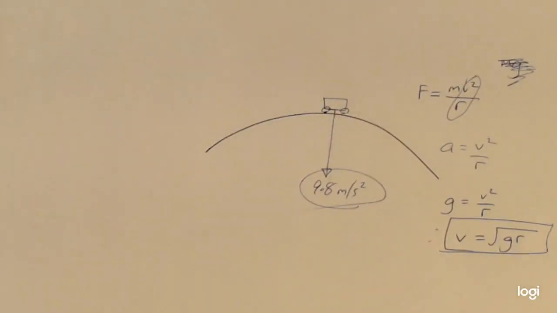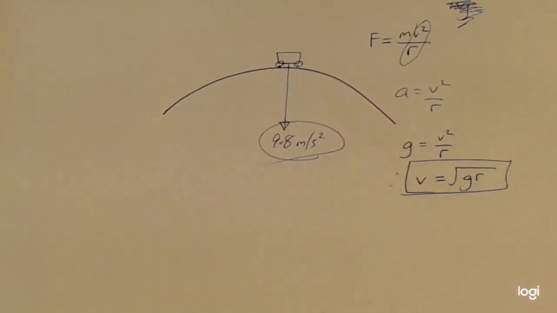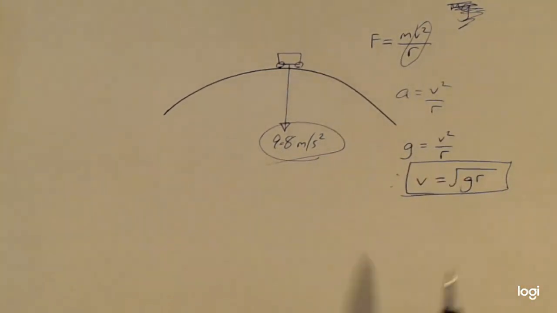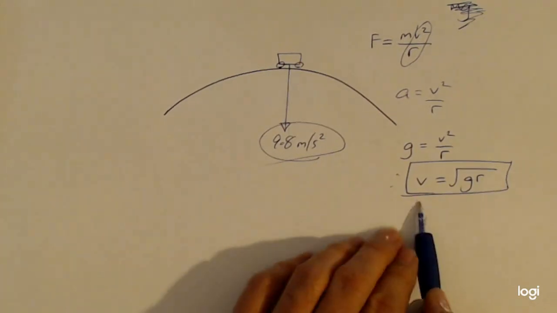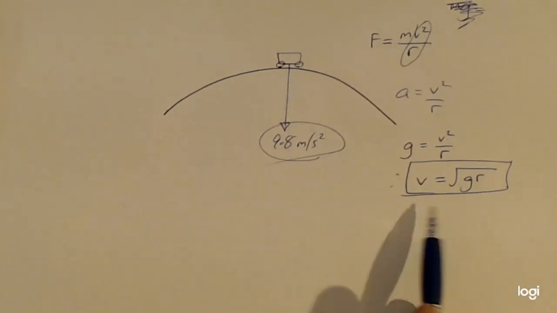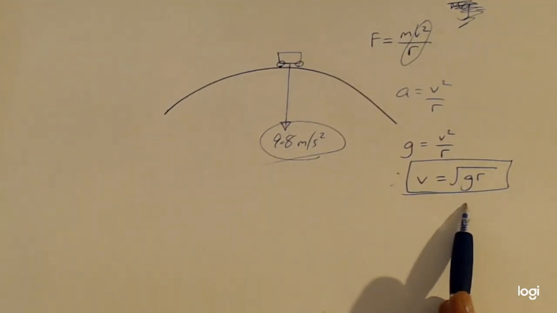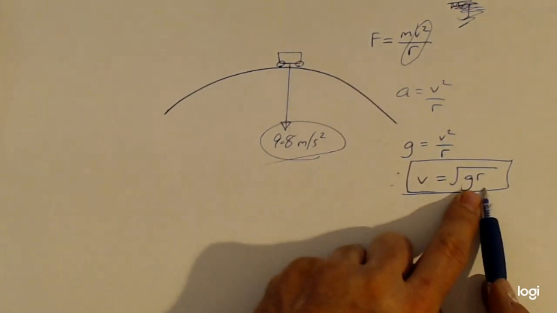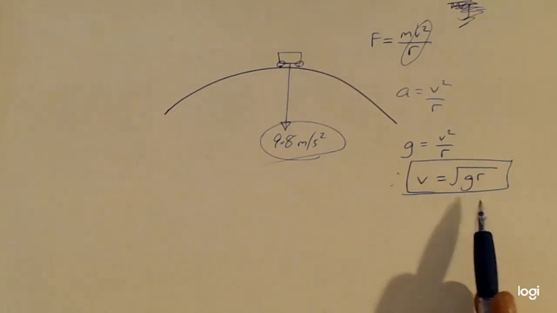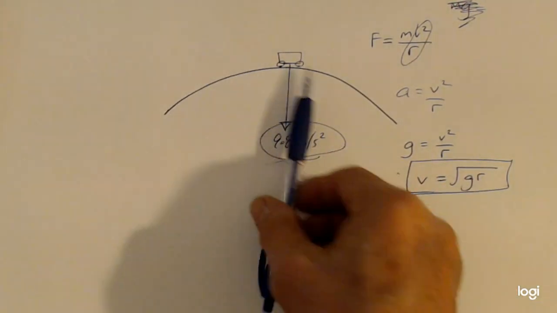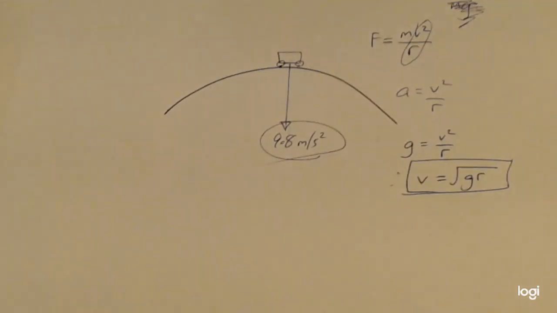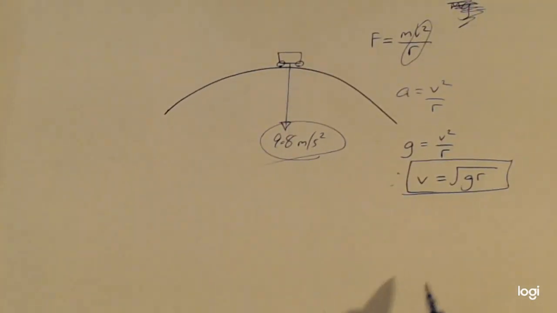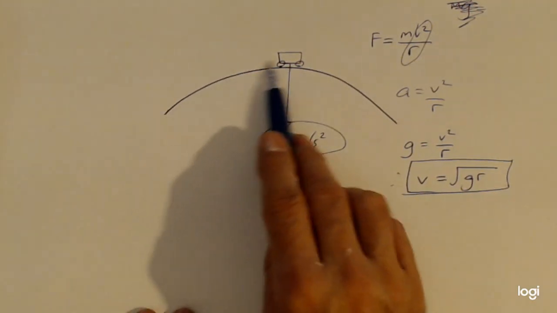If that's not on your cheat sheet, it's probably worth sticking it on, rather than having to do all that work. You'd get it anyway, but you may as well use the shortcut. So if you calculate this, you get 9.8 times 0.5, because 0.5 was the radius of curvature of those humps, those crests. And you end up getting that v is 2.21 meters per second to just make it around the circle.